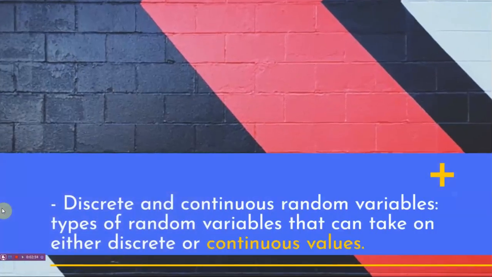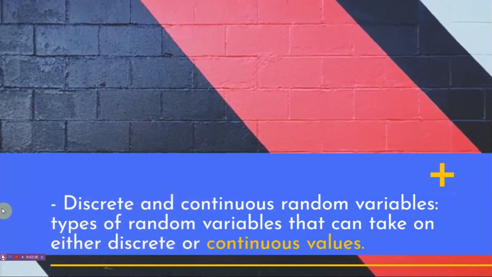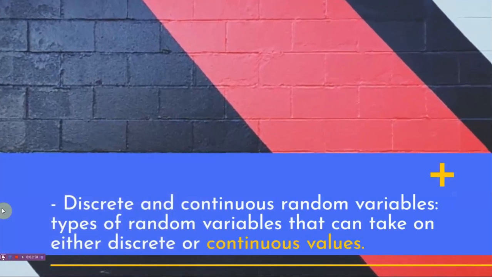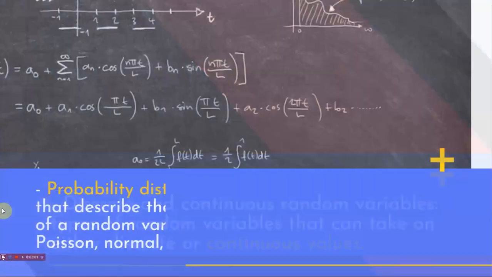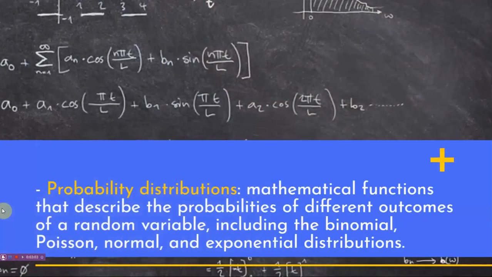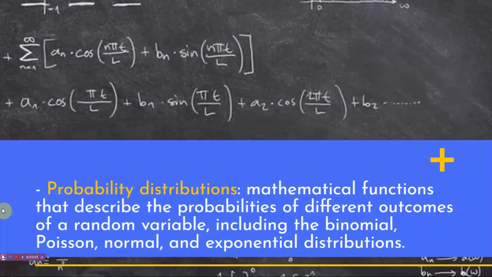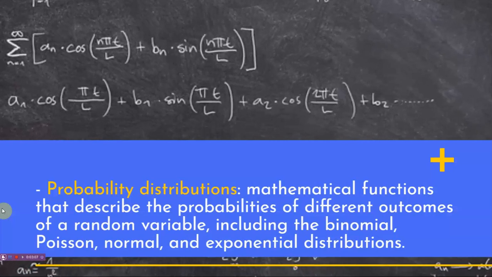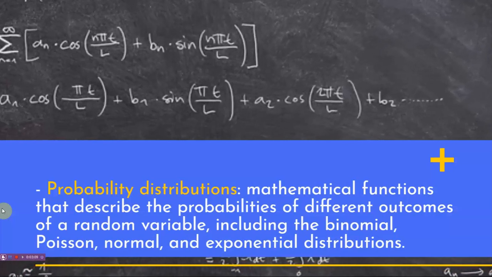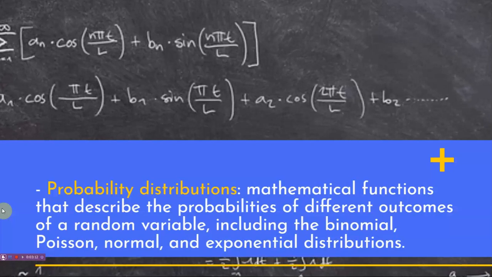Discrete and continuous random variables, types of random variables that can take on either discrete or continuous values. Probability distributions, mathematical functions that describe the probabilities of different outcomes of a random variable, including the binomial, Poisson, normal, and exponential distributions.